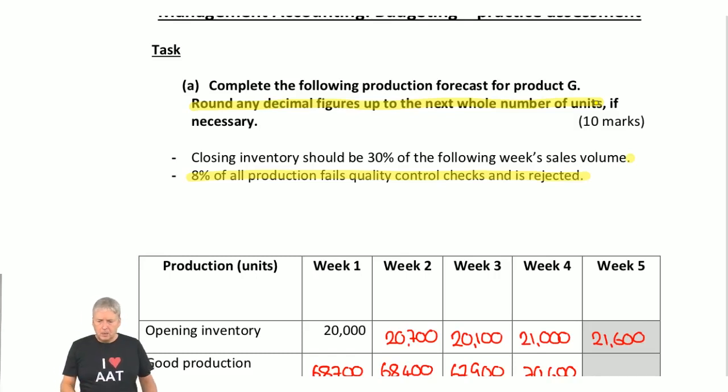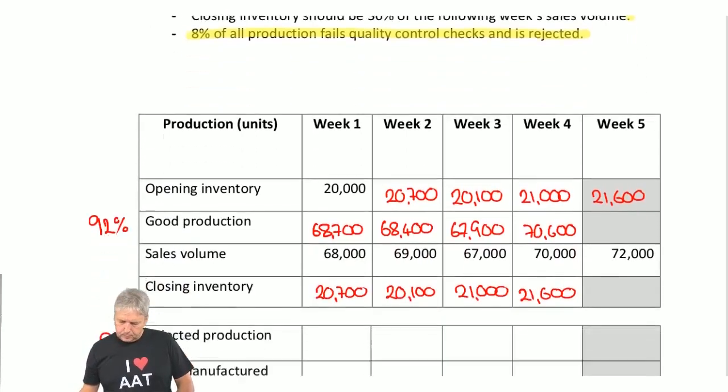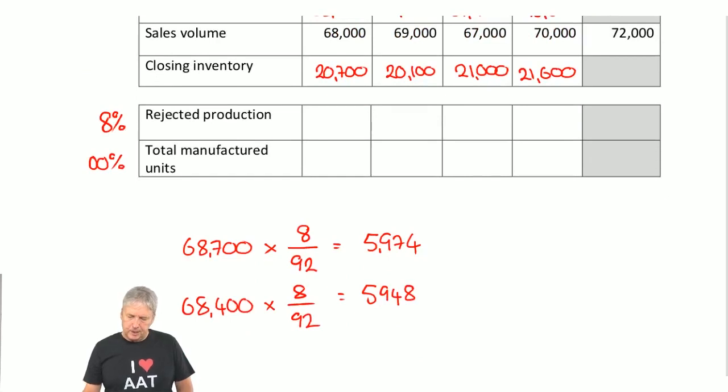Okay? So, if we trot these numbers in, we've got 5974. Numbers all over the place. Make sure you get them right. 5948. Let's do it together this time.